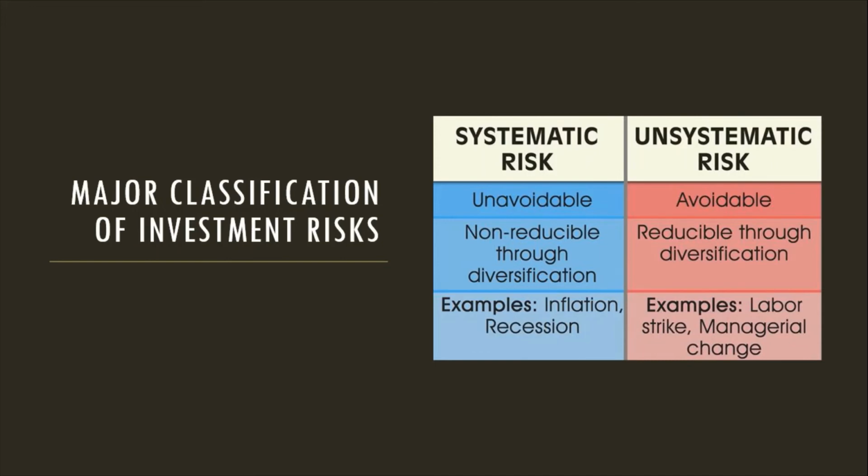It's all systematic. But when we say unsystematic risk, it's, say for example, labor strike, managerial change. What else? Yung pagiging innovative ng isang company, that's all avoidable. Yung pagiging pasay, ibig sabihin hindi nag-innovate yung isang firm kaya nawawalan ng sales. Those are avoidable. Okay.